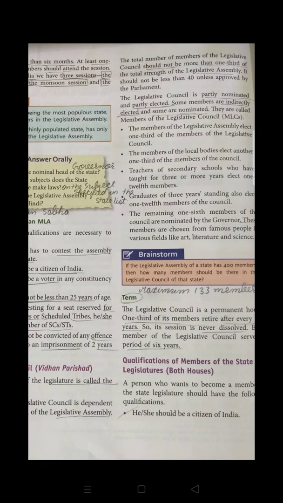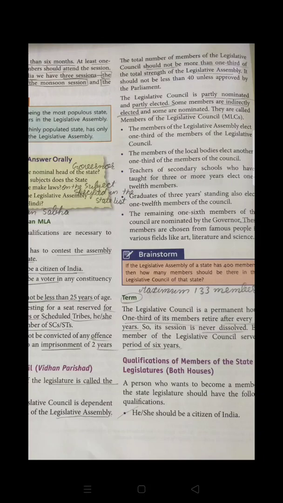Moving further, now we are going to understand the nominated, partially nominated or indirectly elected members. The members of the legislative assembly elect one third of the members of the legislative council. Yes, we had already discussed it. And the members of the local bodies elect another one third of the members of the council.